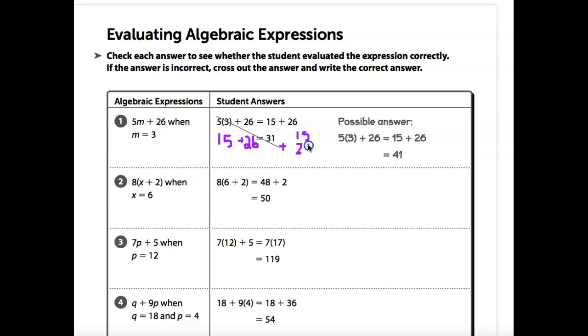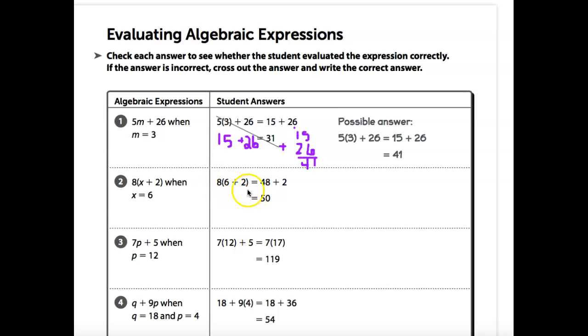And we find out that that is 41. So no, this one was wrong, so we crossed that out. That one was done for us. All right, let's look at number 2. 8 times the sum of x plus 2 when x is 6. So this is our expression, and we're evaluating it now because they told us what the variable equals. All right, so we write it like this: 6 plus 2 times 8.